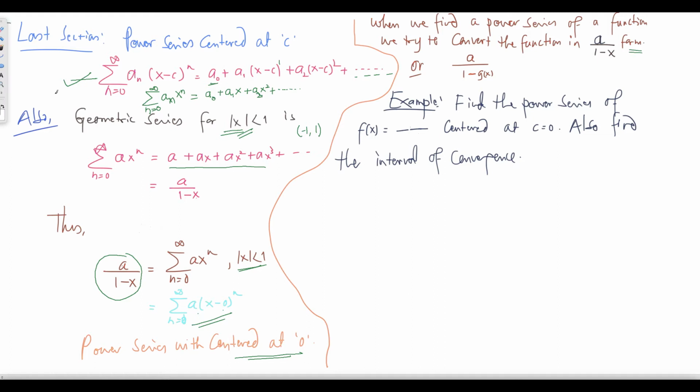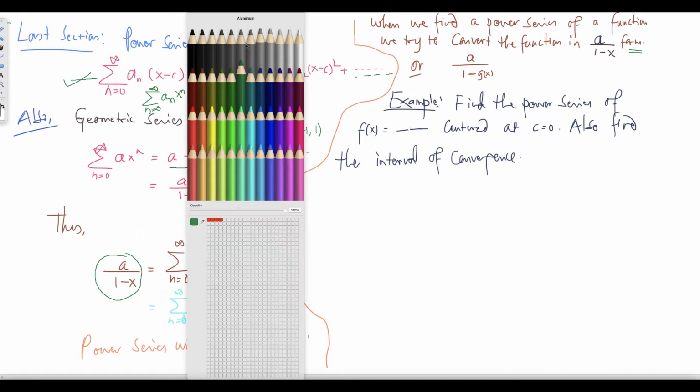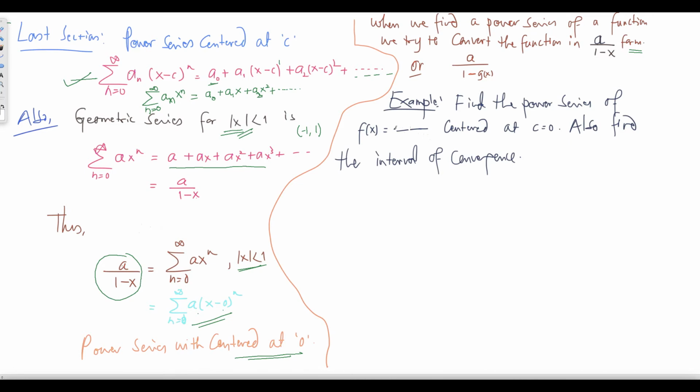Now, let us find a power series of a function f of x equals 1 over 4 minus x, centered at c equals 0. Also find the interval of convergence. This is a problem from the book.